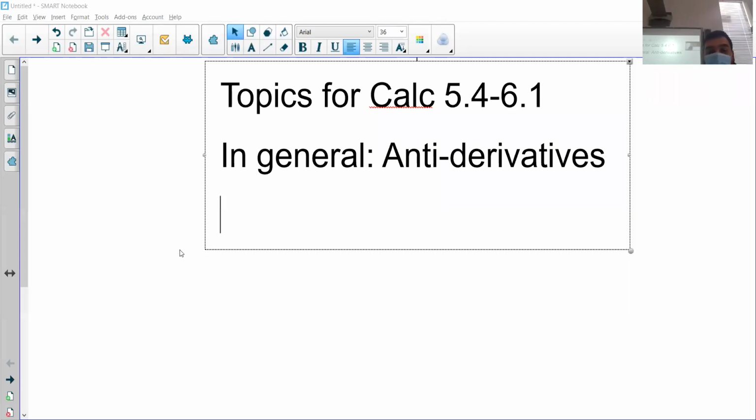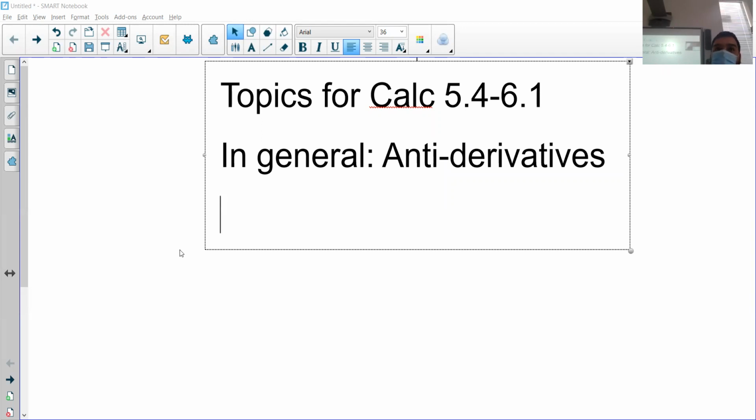Let's talk about some topics for the upcoming chapter test. Sections 5.4 to 6.1. In general, you need to know your antiderivatives, and by extension, know your derivatives, because you can't do most of this if you don't.